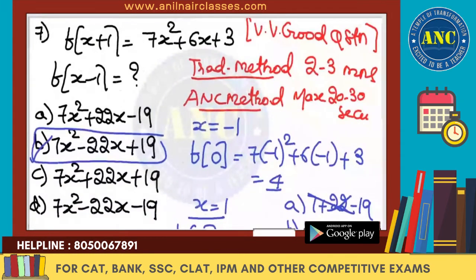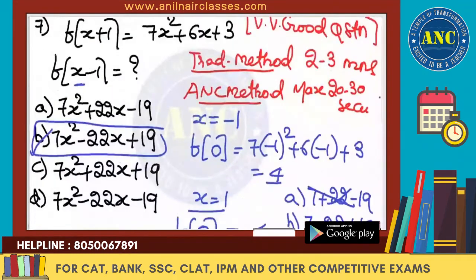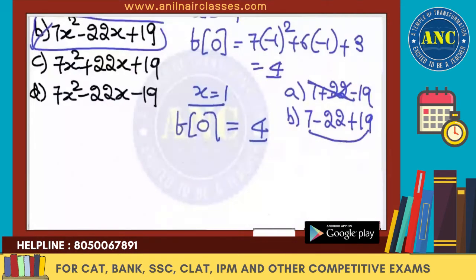Put x equivalent to minus 1 in the question: minus 1 plus 1 is 0, f of 0 is 4. Put x equivalent to 1: 1 minus 1 will become 0, so f of 0 equivalent to 4. I hope the idea is clear. These are all very, very easy questions. If you know the logic, you can answer them very, very fast. Next one, the seventh one, answer is option 2.